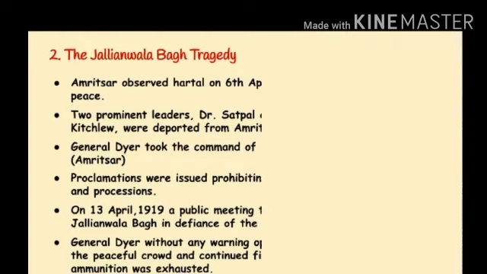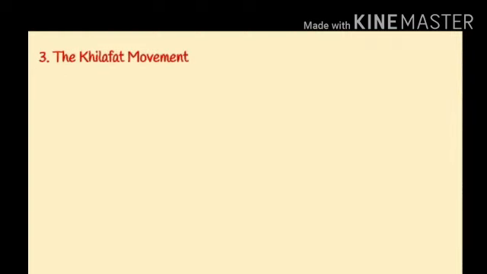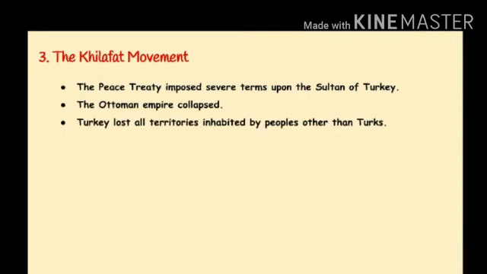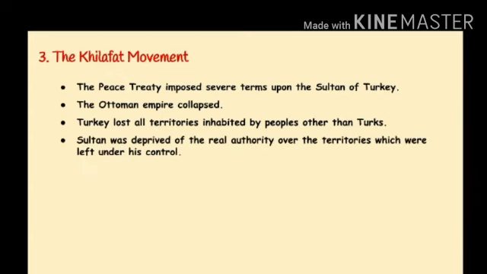The Khilafat movement. The peace treaty of 1919 imposed severe terms upon the Sultan of Turkey, the Caliph or the Khalifa. The Ottoman Empire collapsed. Turkey lost all territories inhabited by the peoples other than the Turks. The Sultan was deprived of his real authority. All this angered the Muslims in India.